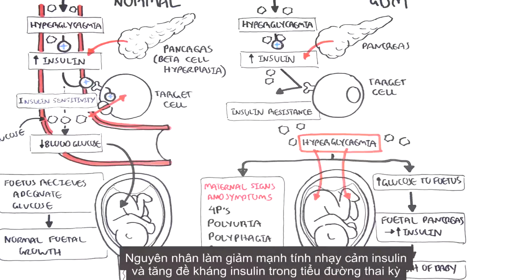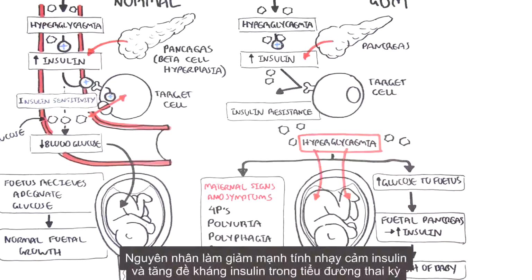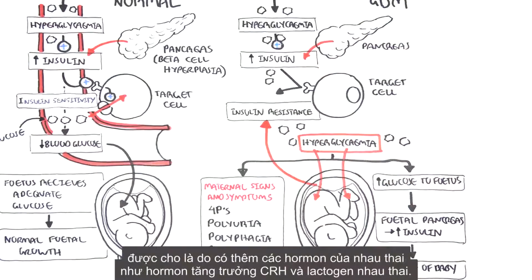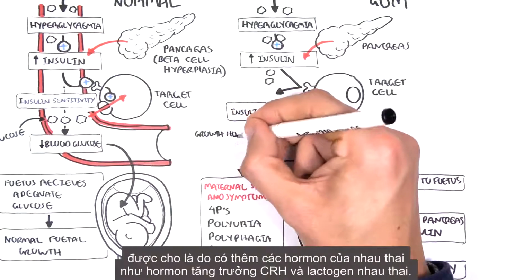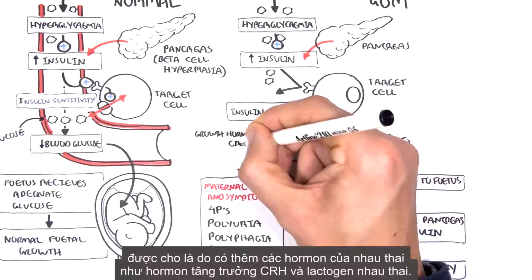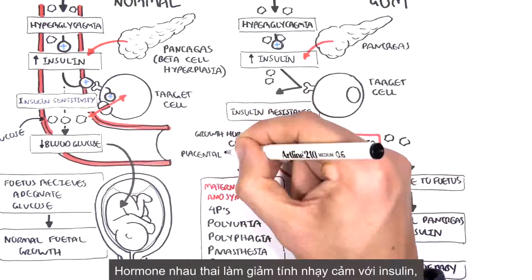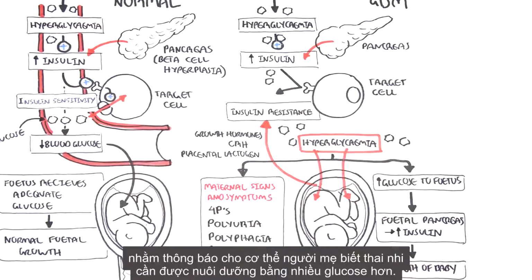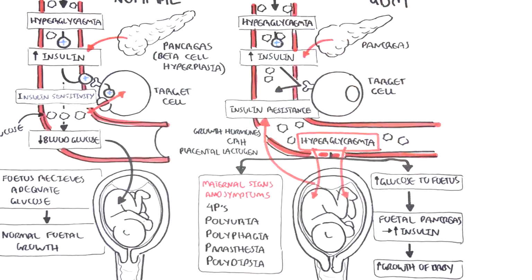The reason for a big decrease in insulin sensitivity and the development of insulin resistance in gestational diabetes is thought to be because of the placenta producing hormones such as growth hormones, CRH, and placental lactogen. Placental hormones cause a decrease in insulin sensitivity to try to tell the mother to feed it with more glucose.